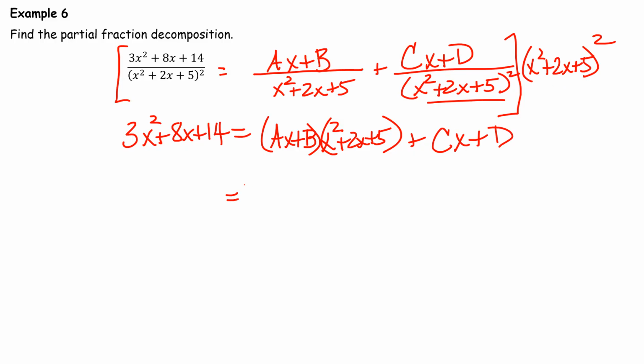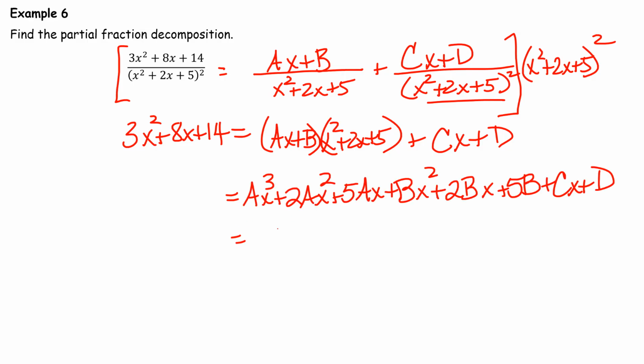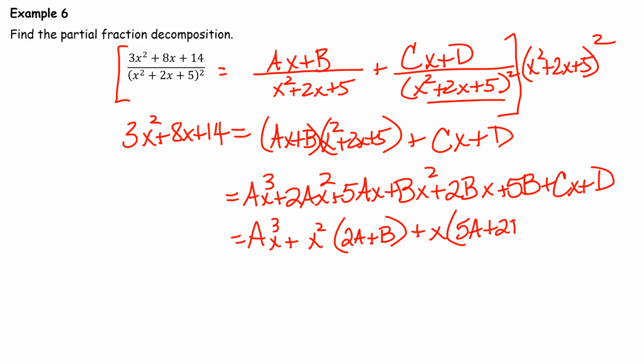And so if we multiply this out, all right, now let's just group our like terms together. So 2Ax squared and Bx squared, go ahead and factor out the x squared. So I'll have 2A plus B for that. And then for the x's, I've got 5A plus 2B plus C. And then I just have 5B plus D for my constant part.